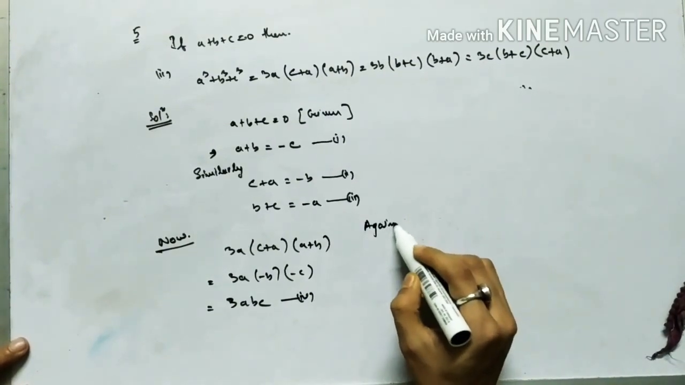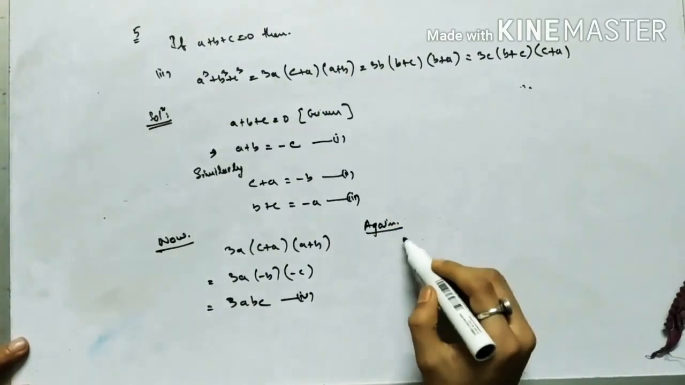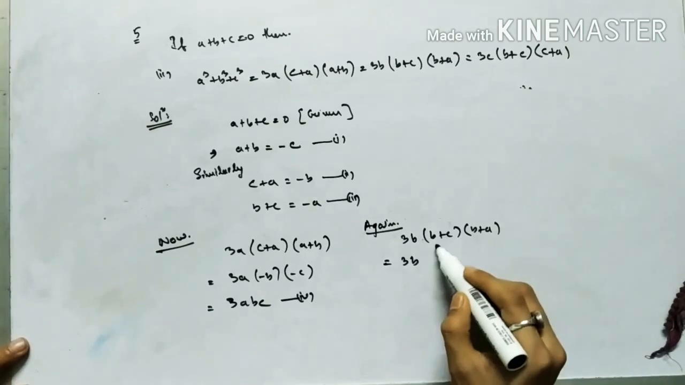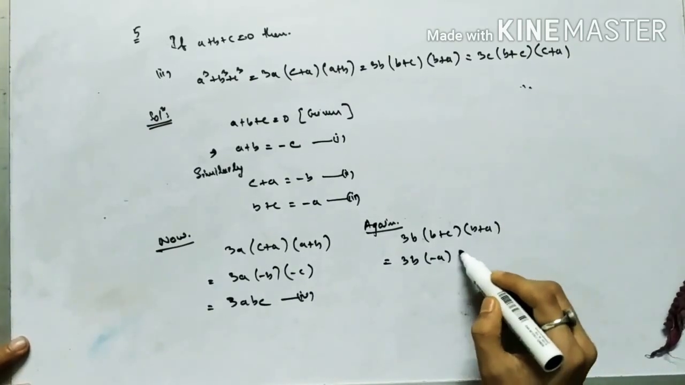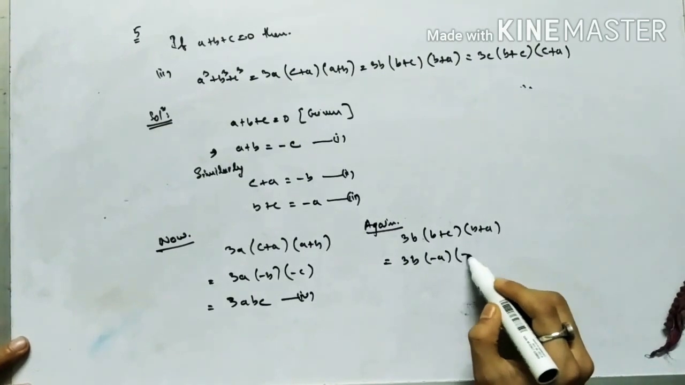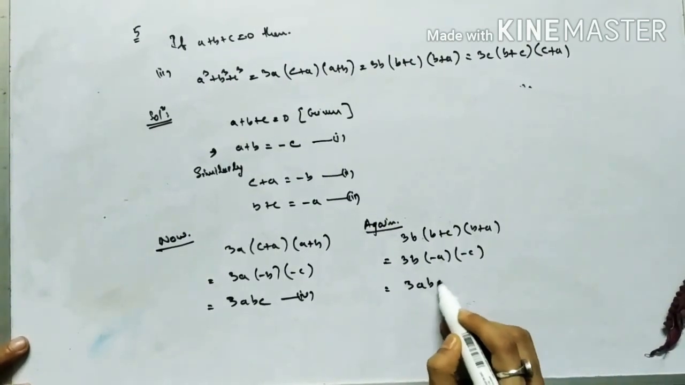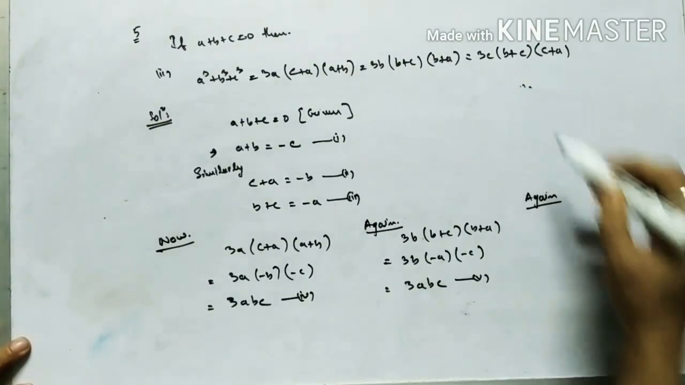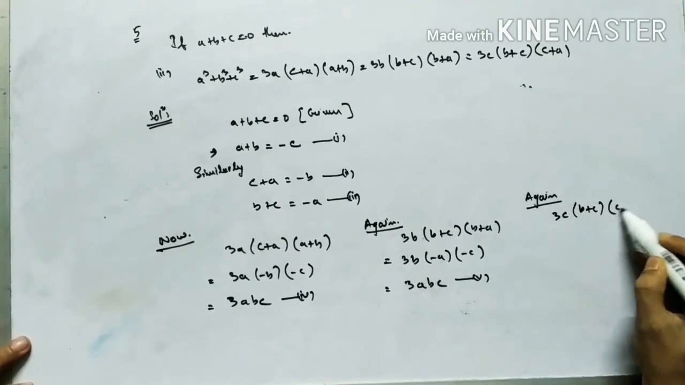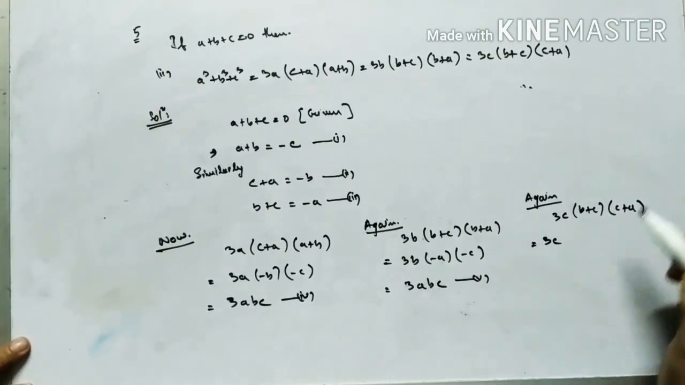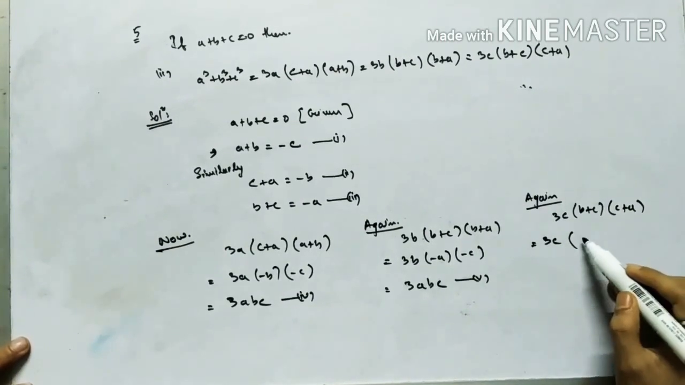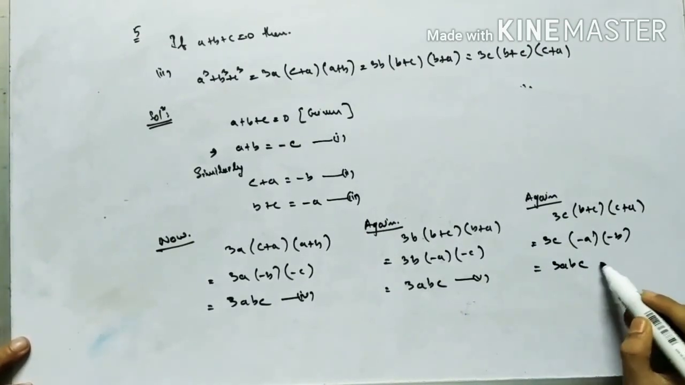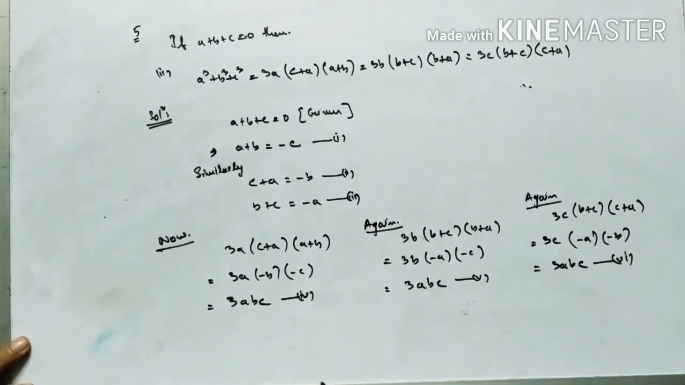Again I will take this one, 3AB into B plus C into B plus A, and this is equals to 3AB into minus A into minus C. Ultimately I will get 3ABC. This is equation number 5. Again you see this one, 3C into B plus C into C plus A. So this is equals to 3C into minus A into minus B. So ultimately this also I will get 3ABC only. This is equation number 6.